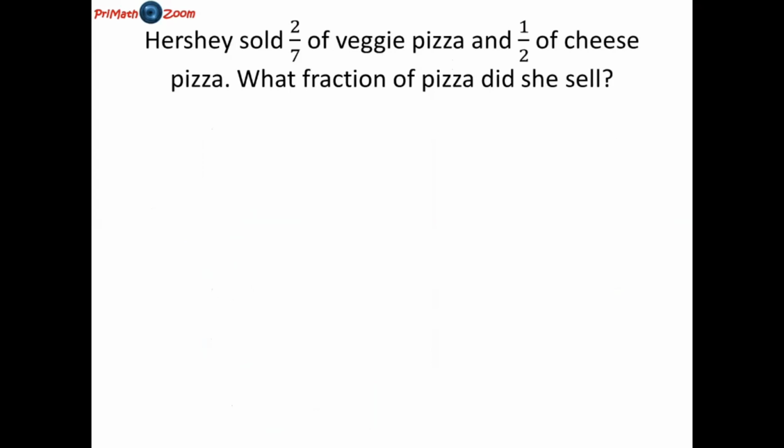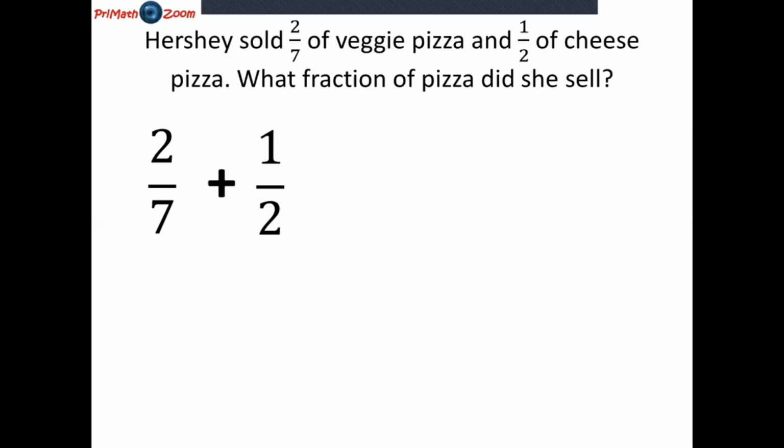And let's try another one, because I bet you have not noticed there was a shortcut there all along. So let's check out the shortcut with this other question. Hershey sold 2/7 of veggie pizza and half of cheese pizza. What fraction of pizza did she sell? So we have 2/7 and we have a half. If she sold this and then she sold this amount again, we can now add them to figure out what fraction she sold. So let's insert our plus sign to show that we're adding.